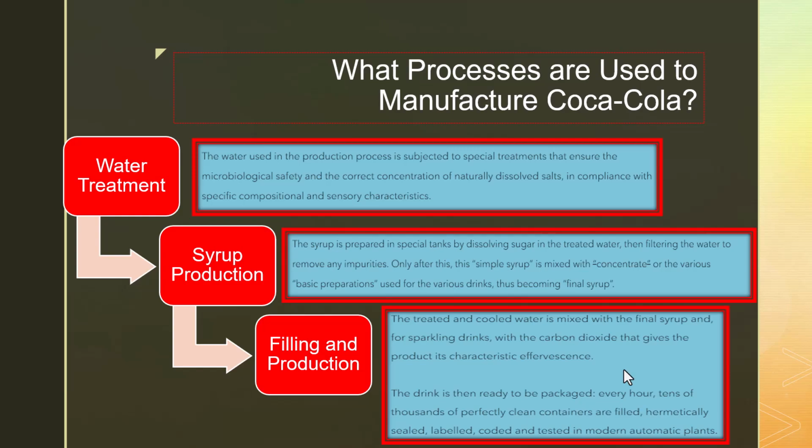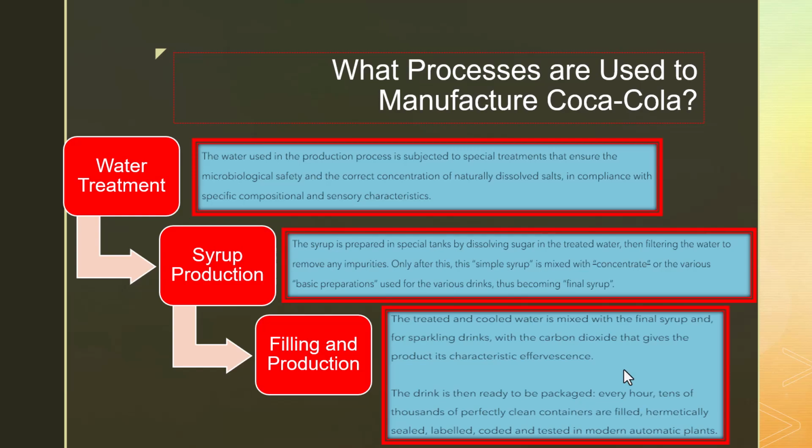This is taken right from Coca-Cola's 10K. How does Coca-Cola manufacture their finished product? Well, they use a three-step process. In the first step, they treat the water to make sure that it's perfectly reasonable to use it in a soft drink. So they test it for its microbiological safety. They use natural salts. They put additives in it to make it what it's supposed to be for a finished bottle of Coke.